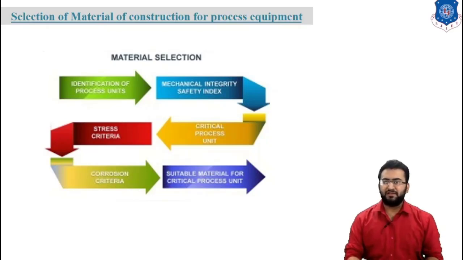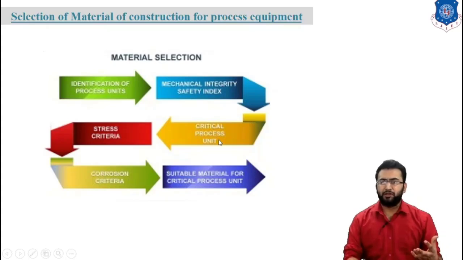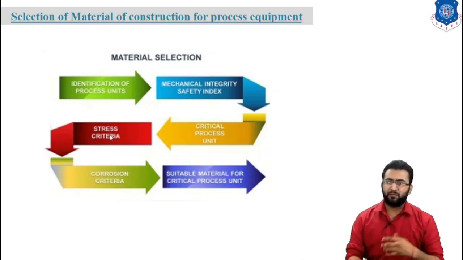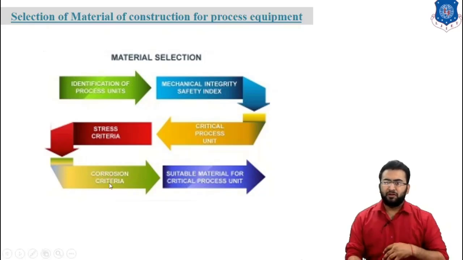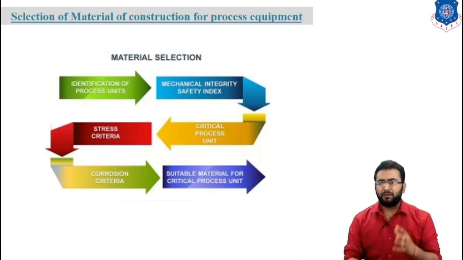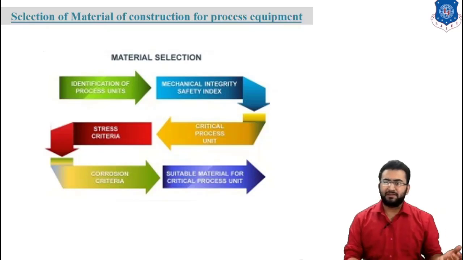There are mainly 6 steps for material selection: identification of process unit, then mechanical safety factor index for that material, stress criteria and critical process unit, which means critical temperature and critical pressure for that particular material, stress criteria for that particular material, corrosion for that material, and suitable material for critical process unit. So these 6 steps are involved in material selection.